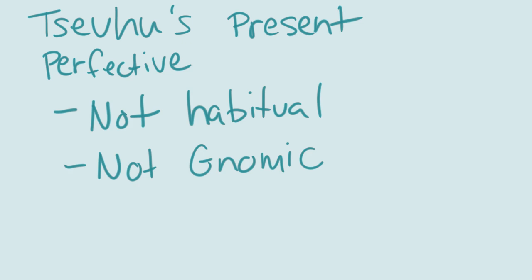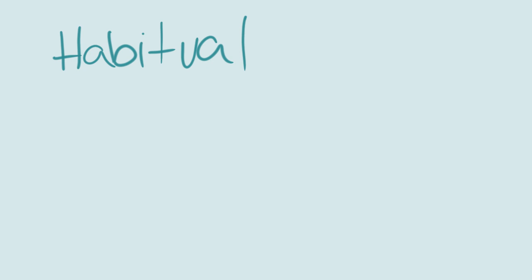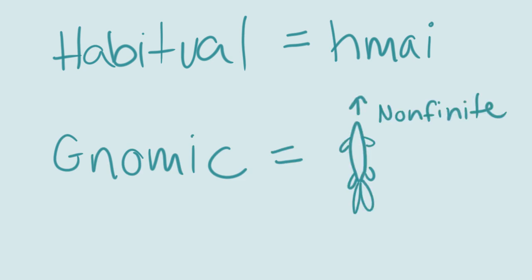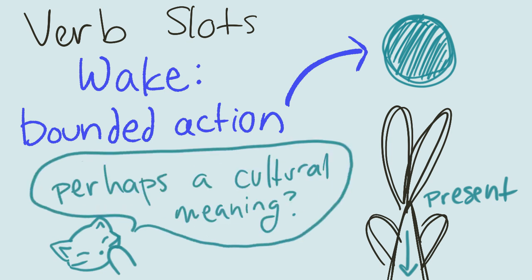Tsevhu doesn't use present perfective for either of those, though. It's purely for a bounded action within the present tense, since habitual is done with an auxiliary word, and nomic is done using the non-finite tense. Eventually, it might take on some meaning that's more culturally specific, but we'll just have to wait and see. Let me know if you have any ideas in the comments.